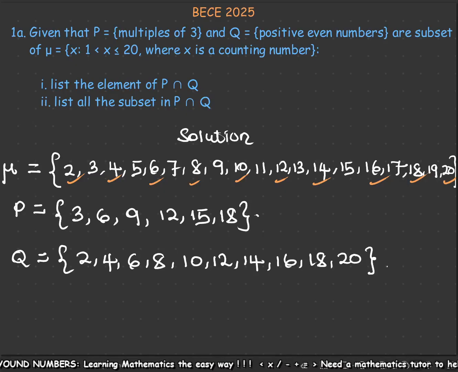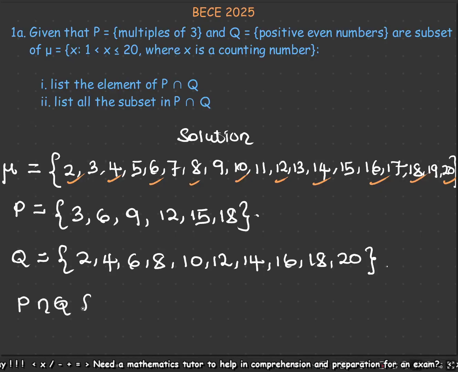So the first question says we have to list the elements of P intersection Q. We have to list what? The elements of P intersection Q. When we talk of P intersection Q, intersection simply means what belongs to both sets.